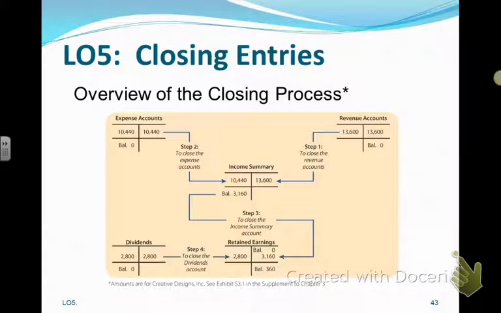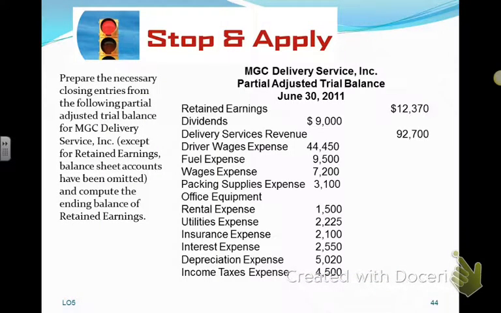And this is just an overview of the closing process, where we're going to close our revenue accounts out to the income summary, our expense accounts out to the income summary, and then the difference is rolled into the retained earnings, and the same with the dividends. Good? You don't have to fill anything out there.